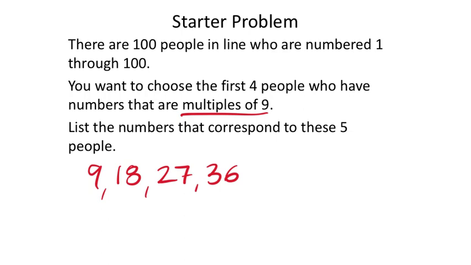So what is this? Numbered in line, right? So the 9th person in line, 18th person in line, 27th person in line, and 36th person in line are the first 4 multiples of 9, people in line that are numbered, I guess. So that's how that works on this one. I know it goes up to 100. So, I mean, you could go up as high as 99, the 11th multiple of 9, but we don't need to go that far. Just ask for the first 4.